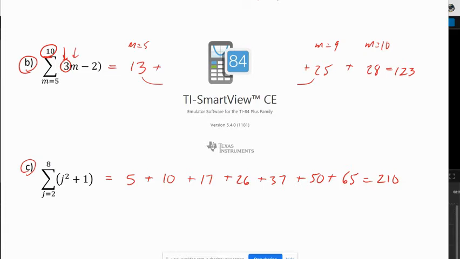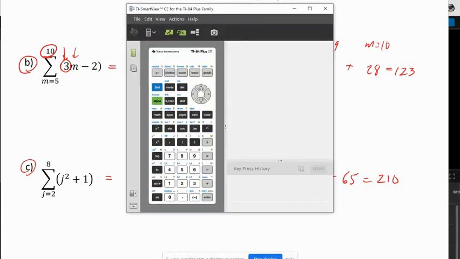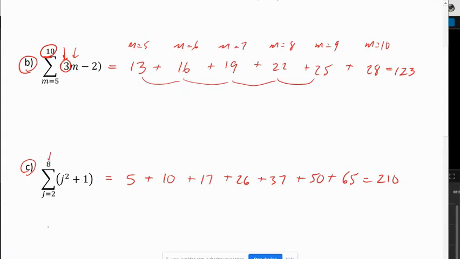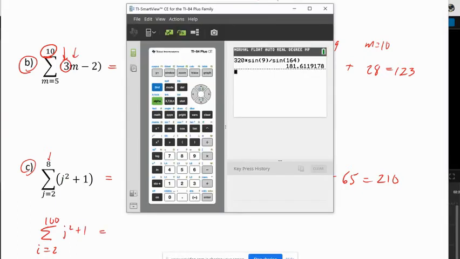You can also check answers or sums that have maybe a larger index. For example, let's say I had the same sum, j equals 2, but we go to 100 this time. That would be a lot of terms to write out. And so if we had a larger value, we could use our calculator for something like that.